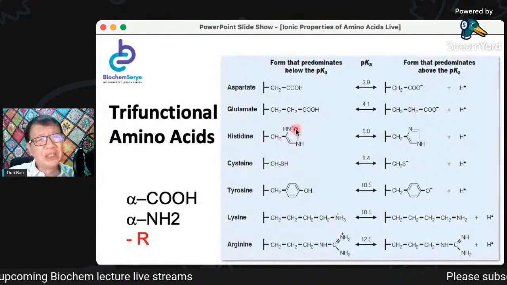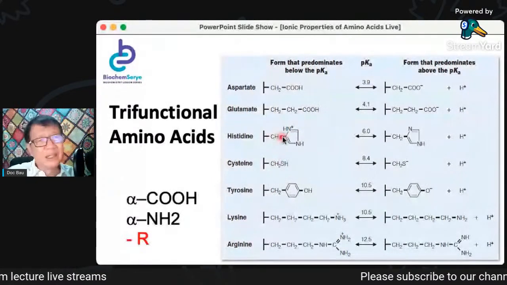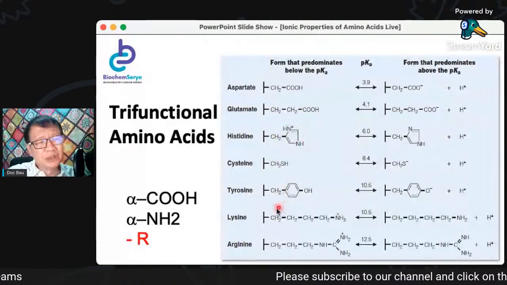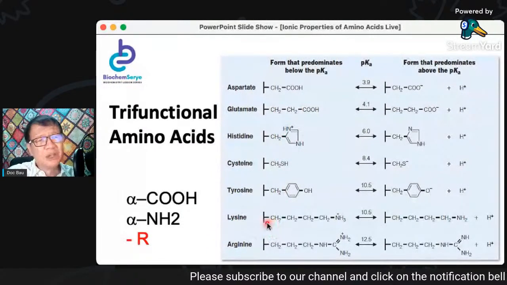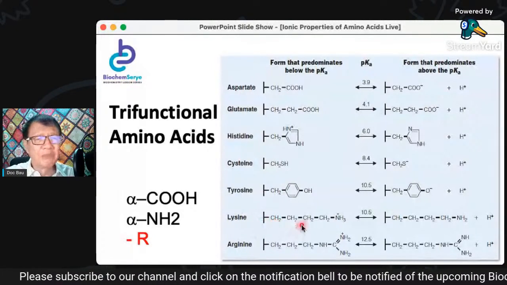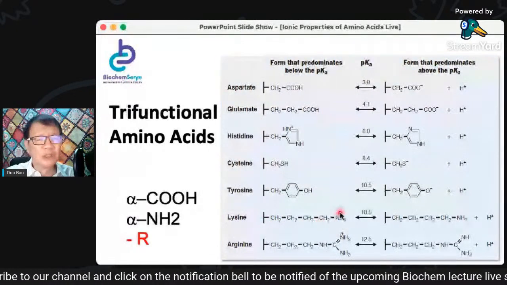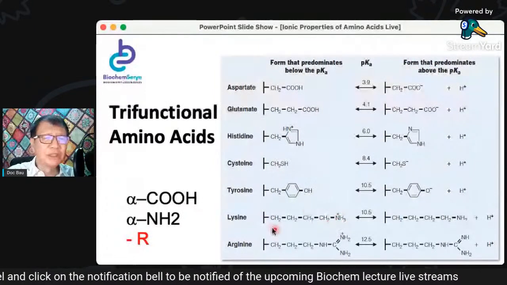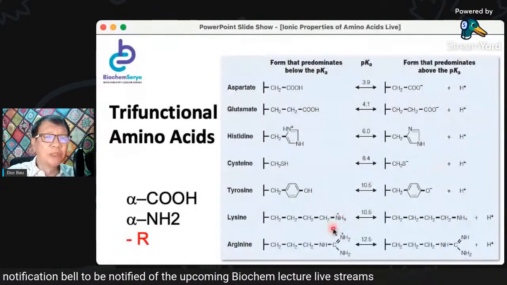So your histidine, your functional group is imidazole. For your lysine, you have your beta, so this is beta, gamma, delta, epsilon. Your third functional group for lysine is your epsilon amino group.